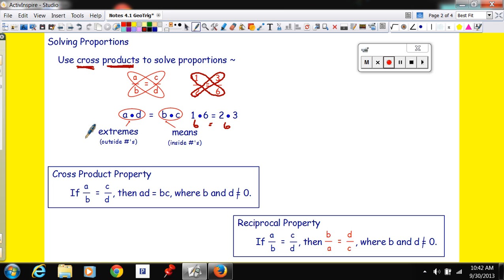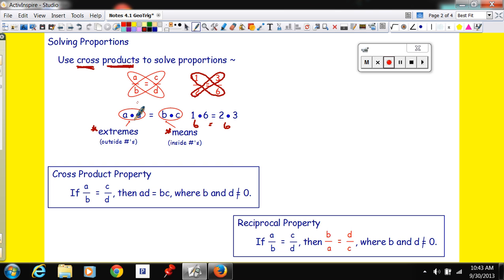Now, there are a few key vocabulary words. The word extremes and the word means. In geometry, we have something called a geometric mean, and it's based on the means in this proportion right here. Let me try to explain what the extremes are and what the means are.